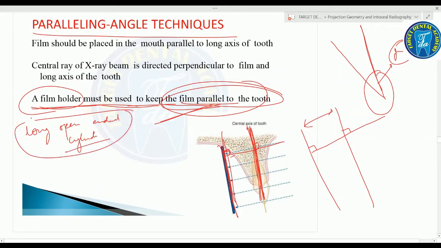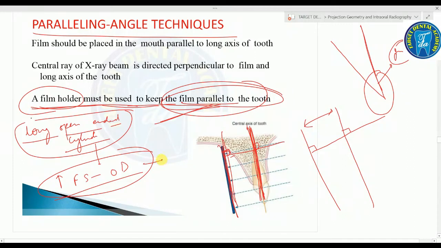What is the use of using the long open-ended cylinder? To increase the focal spot to the object distance, and this avoids the distortion. Very important, commonly asked question: what is the use of using the long open-ended cylinder in a paralleling angle technique? To avoid the distortion.